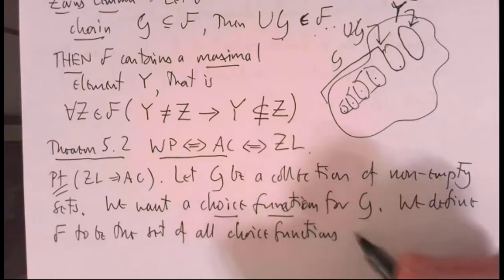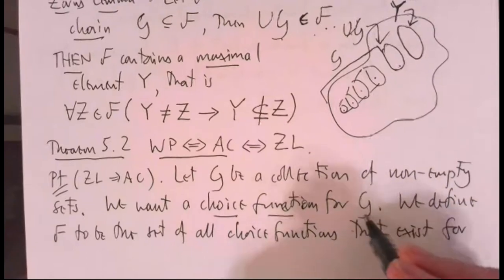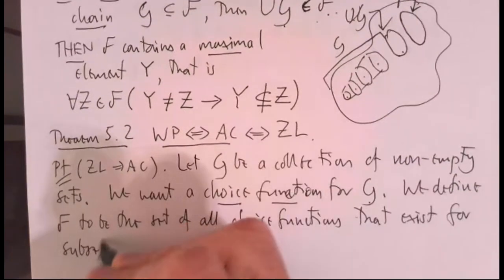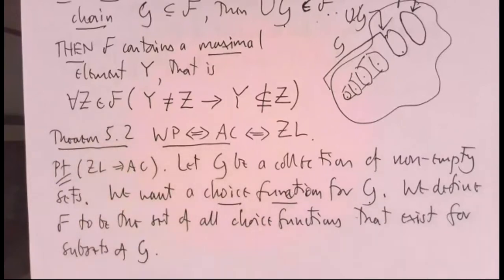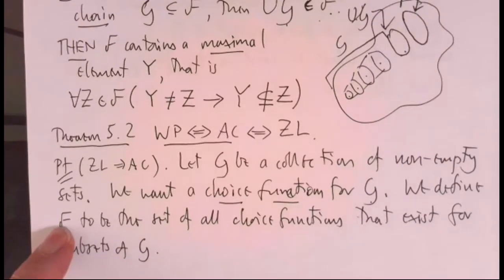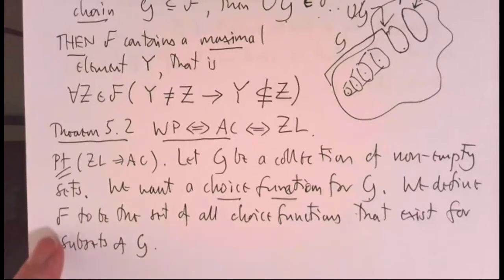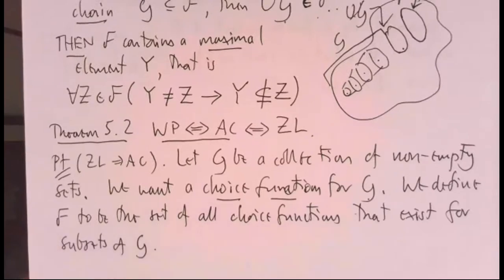So all choice functions that exist for subsets of G. I mean, we want a choice function to work for all of G. But maybe we don't have one yet. We don't know that. But this will be the definition of F that we'll use in order to ensure that a maximal element is a choice function on all of G.